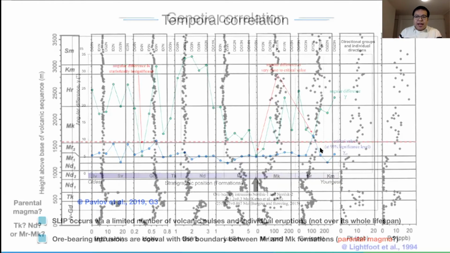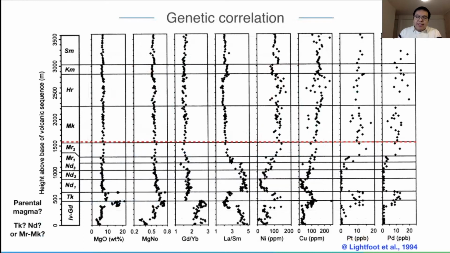Another thing is the rest of the work. We can see from the trace elements that the ND formation shows crystal accumulation, and at the same time, the depletion of nickel, copper, and PGEs also suggests that sulfide segregation occurred in the ND formation.